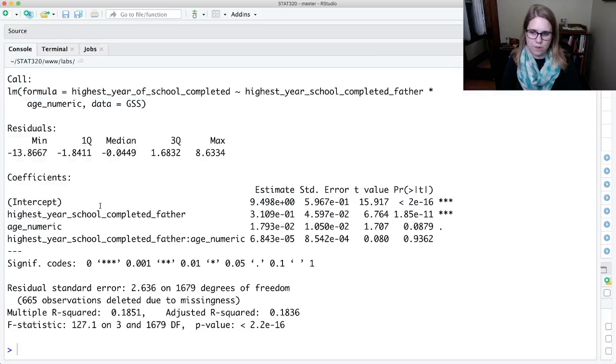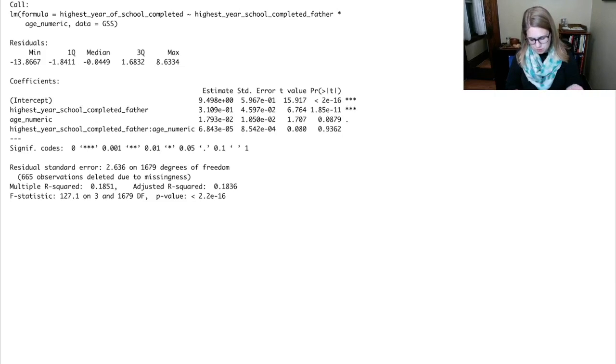I'm going to see a bunch of coefficients. I've got a coefficient for the highest year school completed father, one for the age numeric, and then this is the interaction effect, the interaction between the highest year of school completed father and the age numeric. Even though I just told it I wanted those two variables interacting, I got all the individual coefficients as well. R does that by default. I'm going to switch over to the iPad just to write out this equation and talk about some of the interpretation. All right, so first of all, let's write out the overall equation.